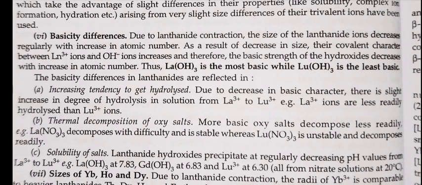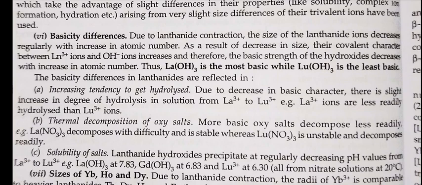Basicity differences. Due to the lanthanide contraction, the size of the lanthanide ions decreases regularly with increase in the atomic number. As a result of the decrease in size, the covalent character between Ln3+ ions and OH- ions increases, and therefore the basic strength of hydroxides decreases with increase in the atomic number. Thus, lanthanum hydroxide is the most basic, while lutetium hydroxide is the least basic.